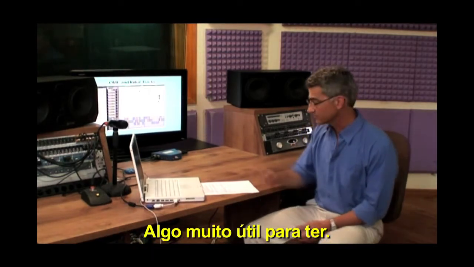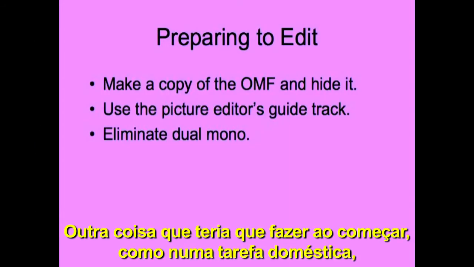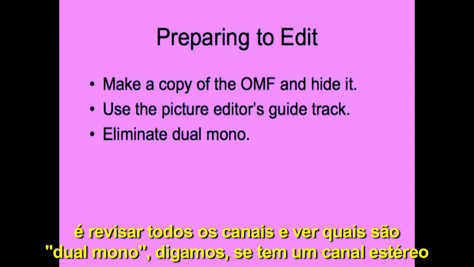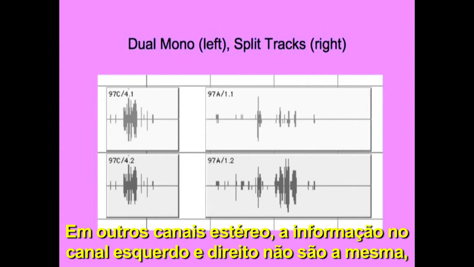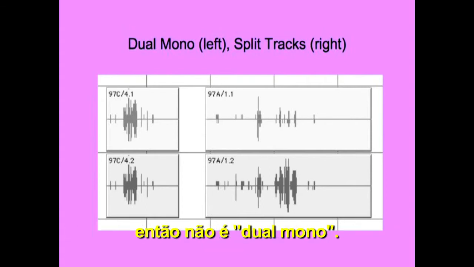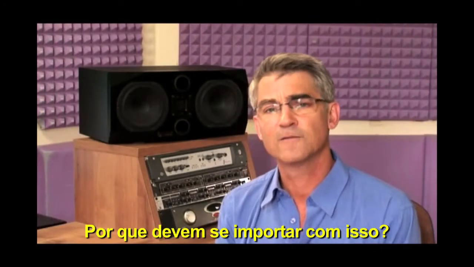Handy thing to have. Something else, another bit of housekeeping you need to deal with when you first get started is to go through your tracks and to determine what is dual mono, meaning if you have a stereo pair and both tracks have the same thing, that's called a dual mono. Other tracks, you have two tracks and there's different material. That's not dual mono. Why should you care?